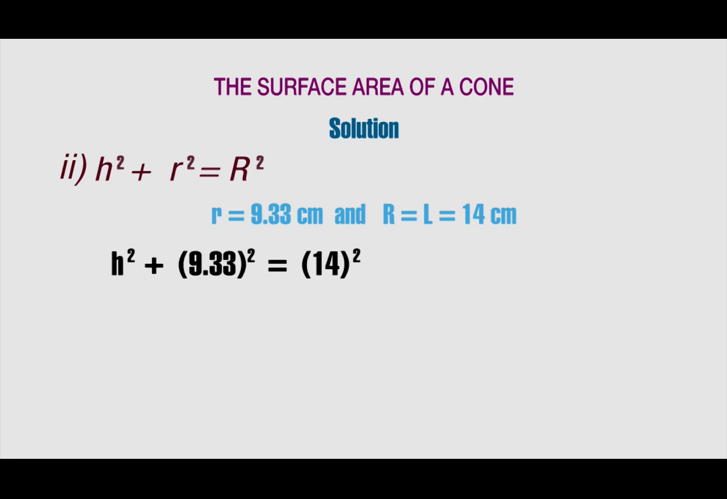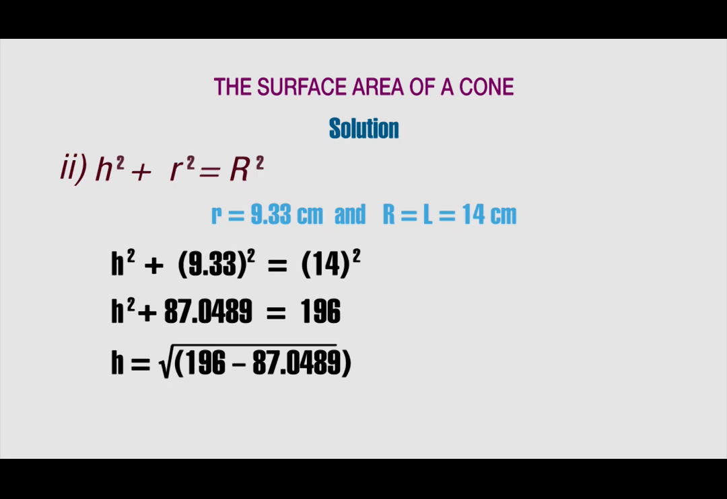And that will simplify to h squared plus 87.0489 equal to 196. If you simplify, you have h equals the square root of 196 minus 87.0489. And that will give us h equals 10.44 centimeters. Therefore, the perpendicular height of the cone is 10.44 centimeters. That's good. Now the third question.